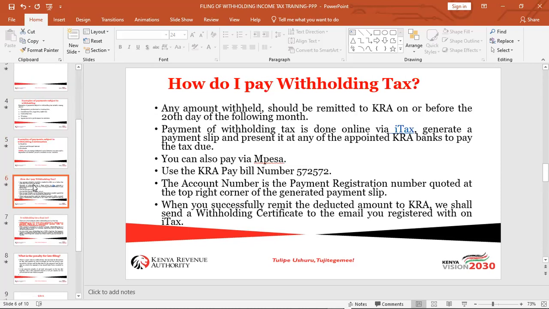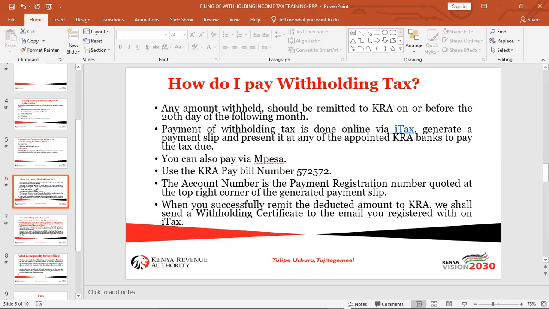Royalties, interests, dividends, the percentages differ from one income to another with regard to withholding tax. Then, how do I pay withholding tax? Number one thing you should know, any amount withheld should be remitted to KRA on or before the 20th day of the following month. It is the responsibility of the person who withholds tax to pay the money to KRA. Number two, payment of withholding tax is done online via iTax. That is, you generate a payment slip and present it at the appointed KRA banks to pay the tax due, or pay online.